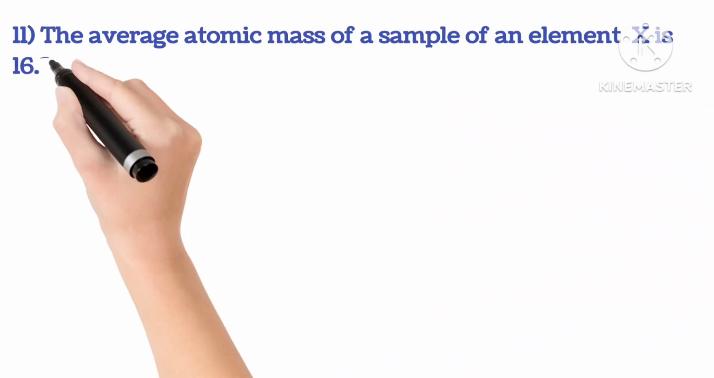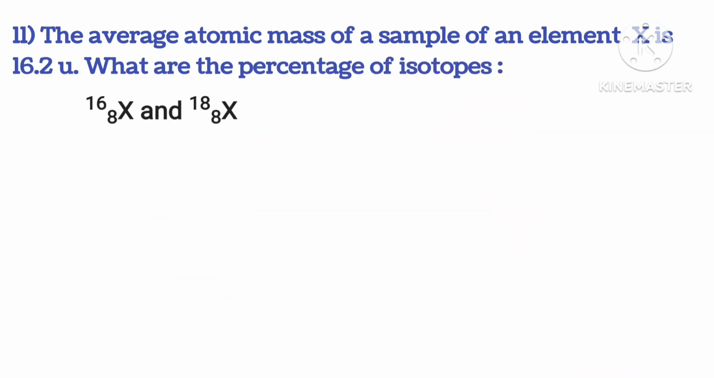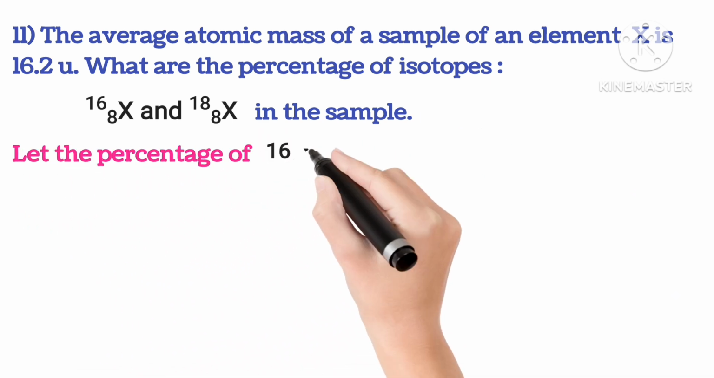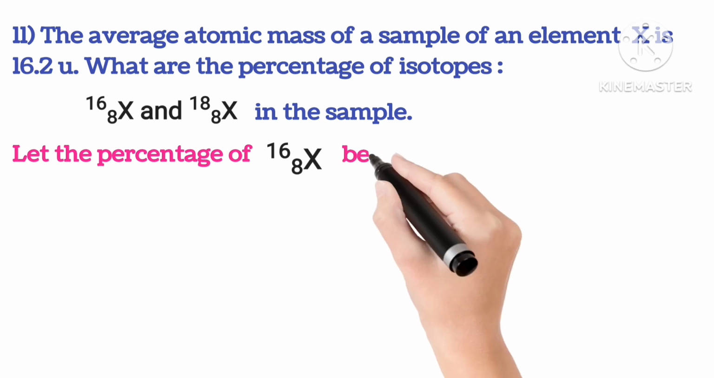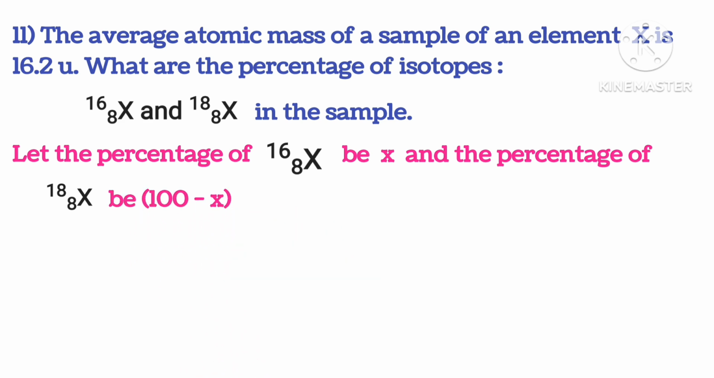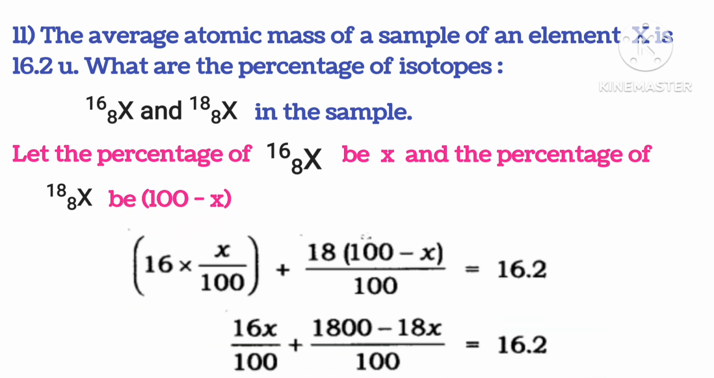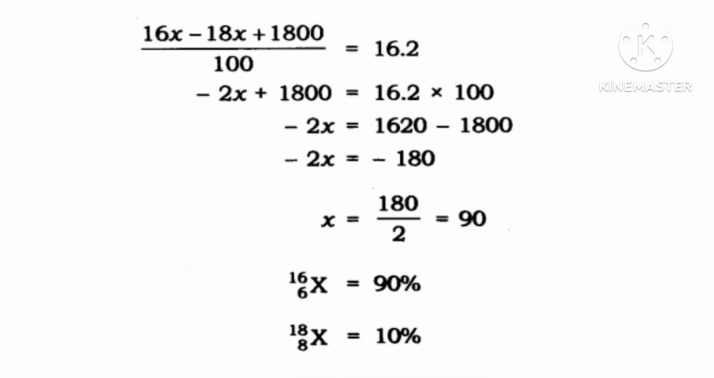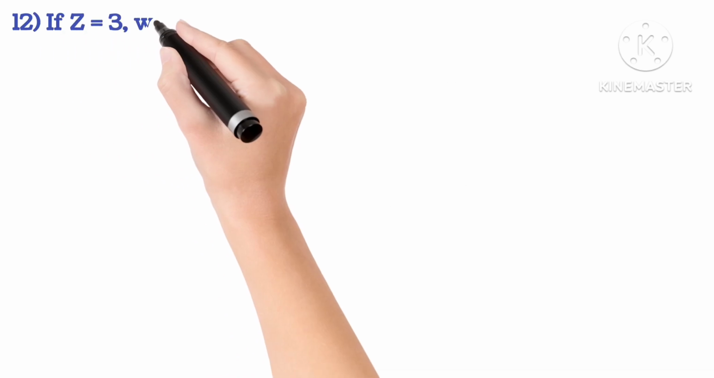The average atomic mass of a sample of an element X is 16.2 u. What are the percentages of the isotopes of X with mass number 16 and X with mass number 18 in the sample? So let the percentage of mass number 16 be x and the percentage of the other with mass number 18 be 100 minus x. So it will be 16 multiplied by x upon 100 plus 18 multiplied by 100 minus x upon 100 equals 16.2. Now solving this we get x equals 90. So the element X with mass number 16 will have 90% and X with mass number 18 will have 10% in the sample.